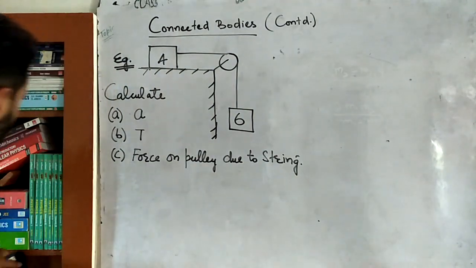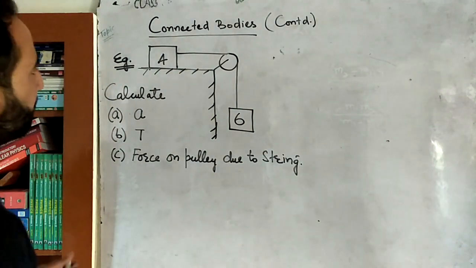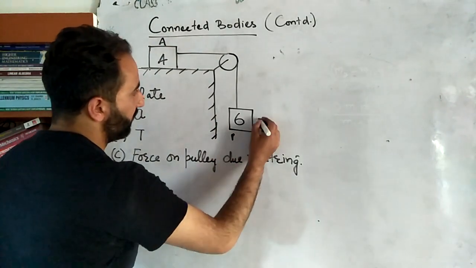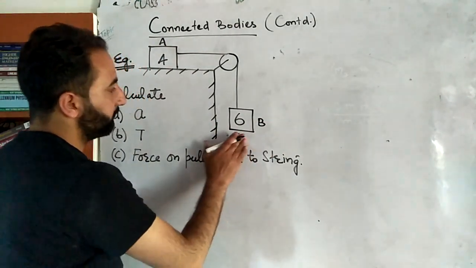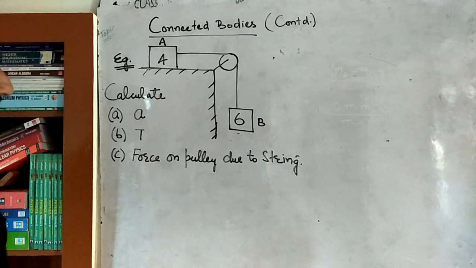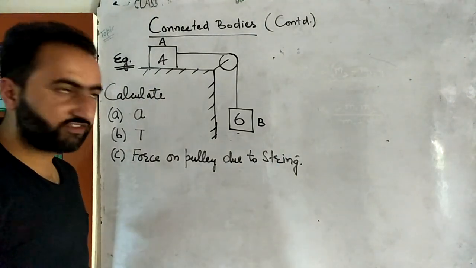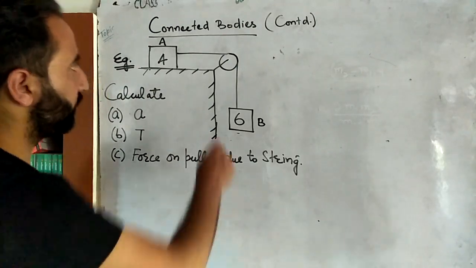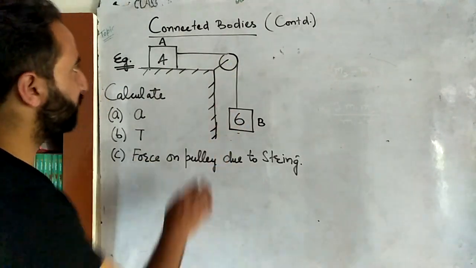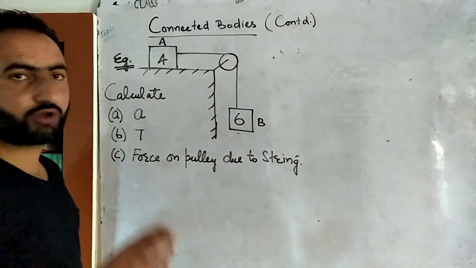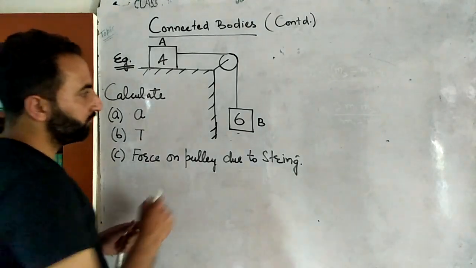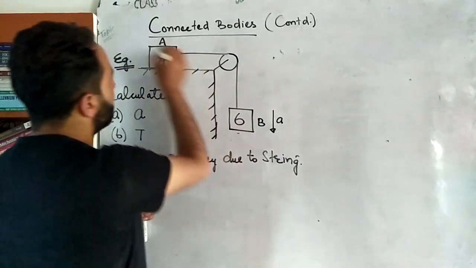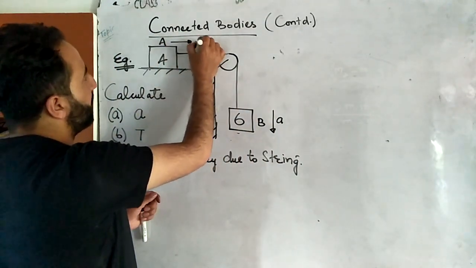Now here we have two blocks. Suppose this is block A, and this is block B. Block A has a mass of 4 kg, and the mass of block B is 6 kg, and they are connected by a single string. This implies that the acceleration of this block and the acceleration of this block must be the same. Obviously this will go in the downward direction, with some acceleration A, and this in the forward direction with an acceleration of A.